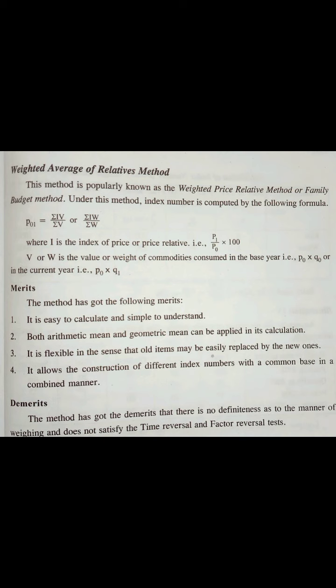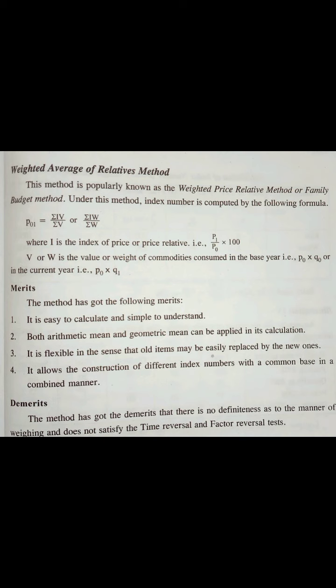And what is I? I is the index of the price, or price relative. The same concept and the same denotations we also had in unweighted. There also we saw I, and here also we have the same I. This is the formula to find price relative. If you are not given I, you need to find the value of I by dividing P1 by P0 into 100. Then subsequently you will multiply that with V or W, the weights.